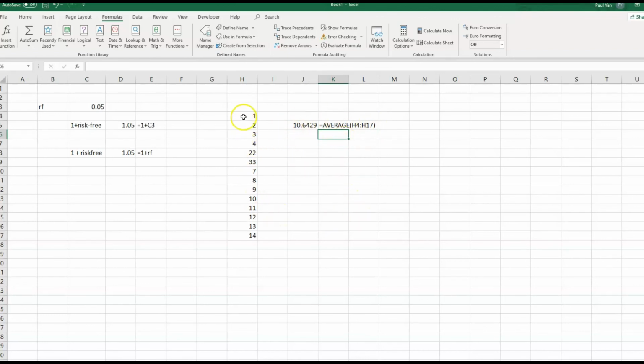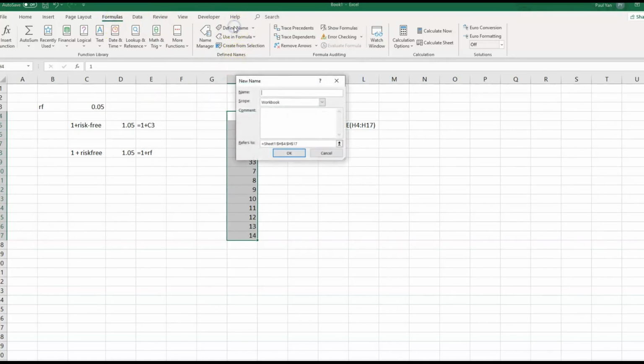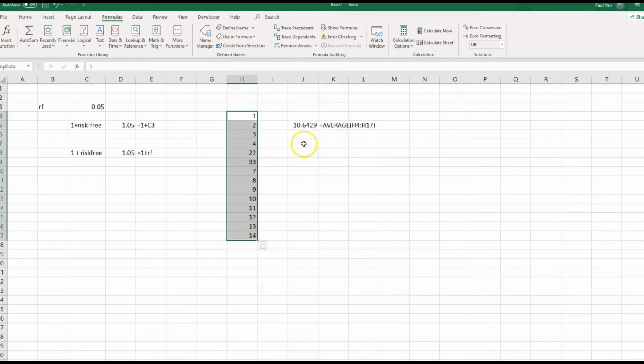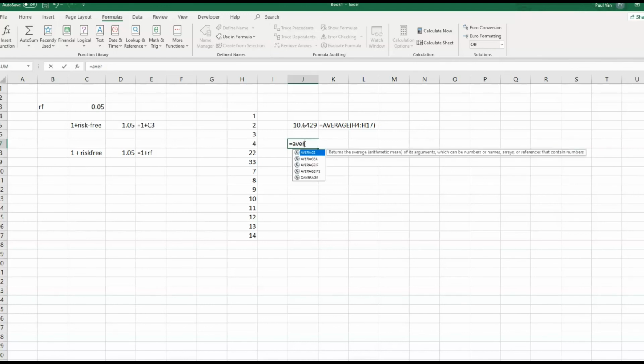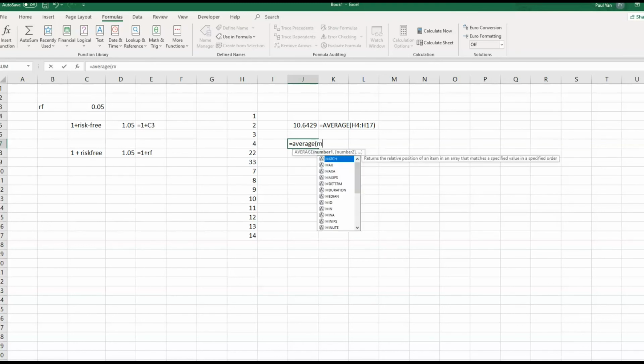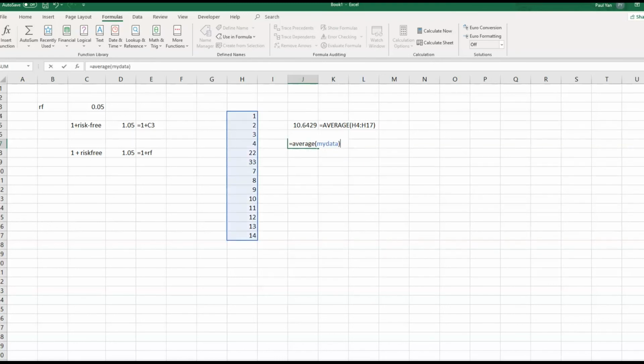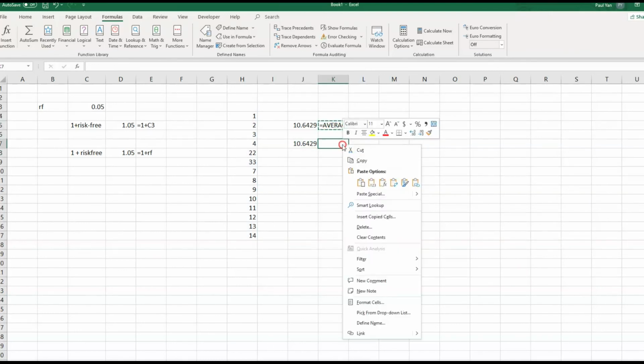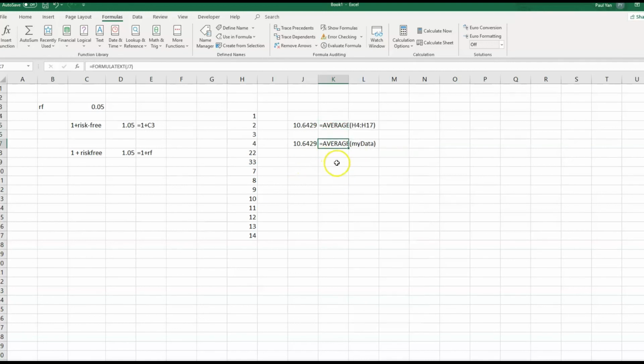Okay, another way to do it is we name it. We name it called my data. You can use your own name. Okay, formula, define name. So let's call it my data. So if we calculate average, I use my data. Okay, I'm going to show the formula. So this is my data.